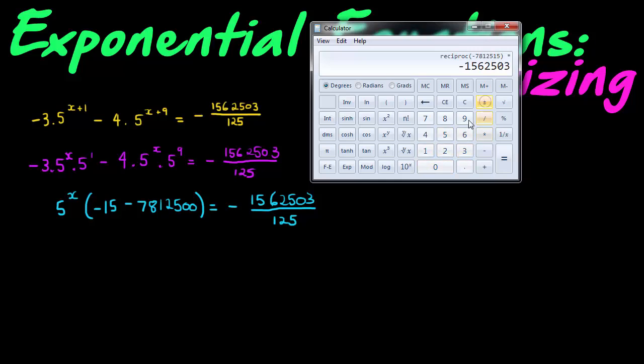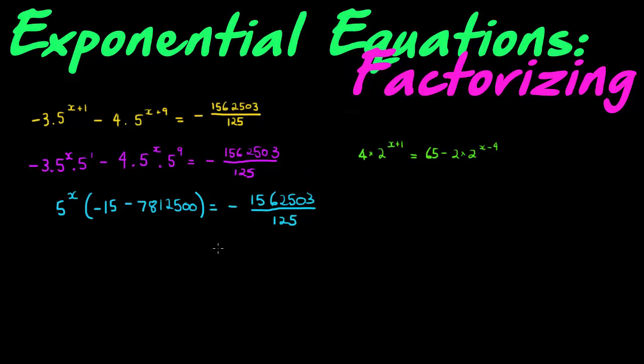Okay, so I'm just multiplying the numerator, 1562503, and that negative I'm going to assume belongs to the numerator. And what do we get? Okay, 0.2. Now 0.2 is 1 over 5. Okay, so this becomes 5 to the power of x times, and so the negatives cancelled, so it's 1 over 5 divided by 125. Now I don't want to write it like that. I'll rather write it as 1 over 5 times 125.